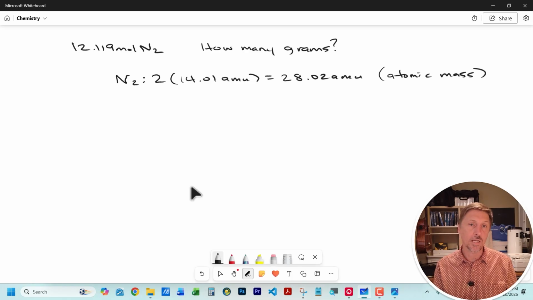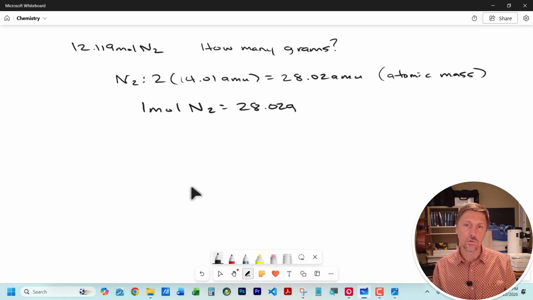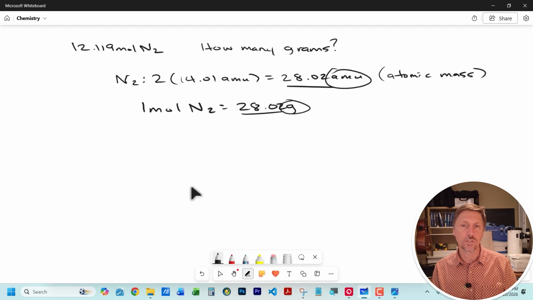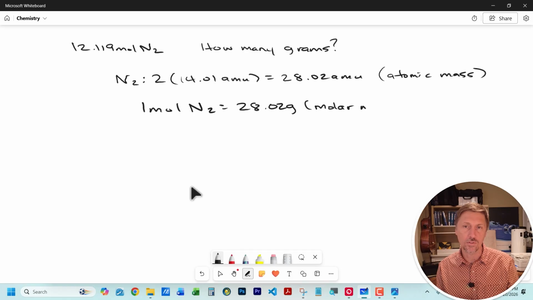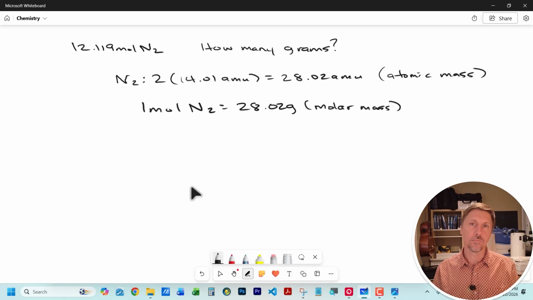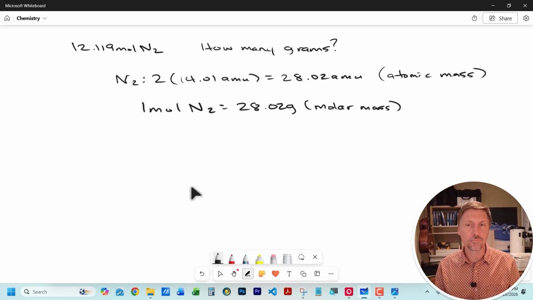If I find the atomic mass, then I know what the molar mass is, which means that 1 mole of N2 is equal to 28.02 grams, right? Same number in the front. It's just one has a unit of AMUs, the other one has a unit of grams. And this value in grams is what we call the molar mass, because that's the mass of 1 mole of that molecule or atom, depending on what you're looking at. In our case, it's nitrogen gas, so it's a nitrogen molecule since it's 2 atoms bound together.